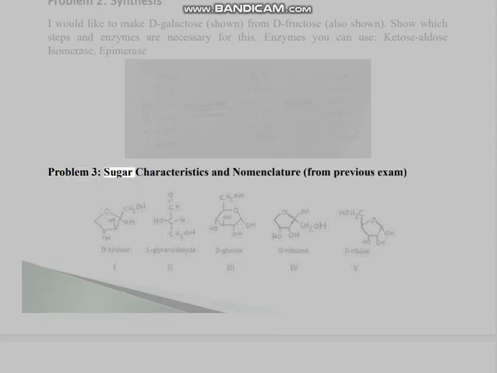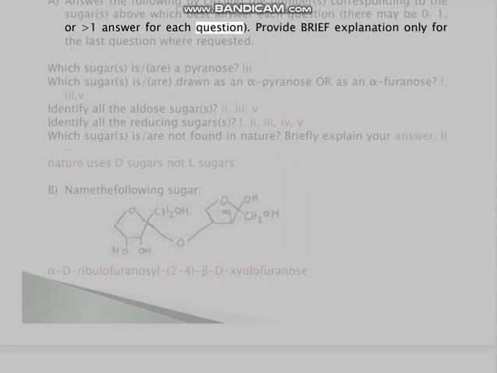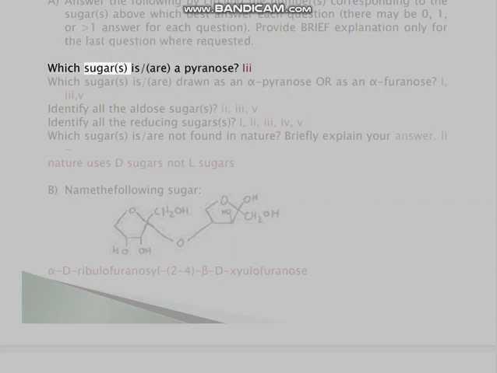Problem 3. Sugar characteristics and nomenclature, from a previous exam. A. Answer the following by circling the numbers corresponding to the sugars above which best answer each question. There may be 0, 1, or more answers for each question. Provide brief explanation only for the last question where requested. Which sugars is/are a pyranose? Which sugars is/are drawn as an alpha-pyranose or as an alpha-furanose?